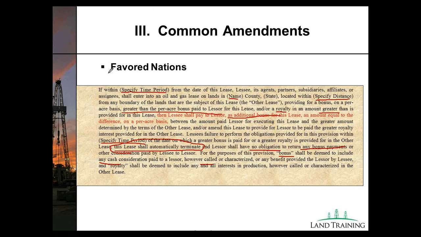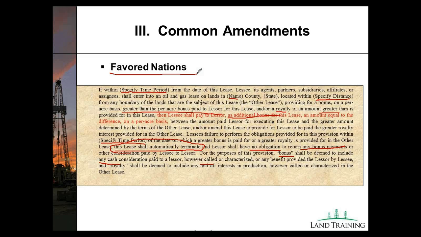We hate this provision. It puts an extremely onerous burden on us to go back and make people whole that didn't negotiate the best deal for themselves. The other thing we don't like about it is the dire consequence.